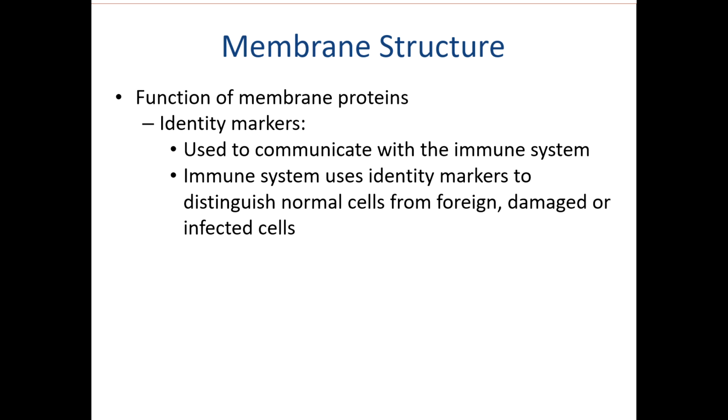Some proteins in the cell membrane are identity markers, right? They're used to communicate with the immune system, right? The immune system uses identity markers to distinguish our normal cells from any cells that may have become abnormal or damaged, or even if a foreign cell comes into our body and our immune system doesn't recognize it as having the normal markers. And now the immune system can go to work and get rid of it.